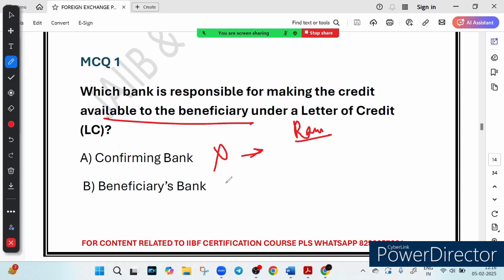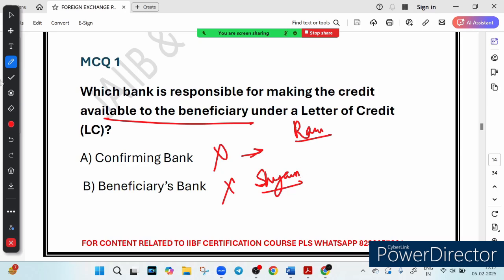Option B is the beneficiary bank. This is not correct. The beneficiary bank is the bank where the exporter holds their account. It does not directly handle making the credit available. Rather, the beneficiary bank helps the beneficiary by advising and forwarding the documents to the other bank involved. Take for example Syam. Syam is a beneficiary and his bank will receive the documents, but the bank is not responsible for making the credit available to him. He needs to rely on another bank for the payment process.